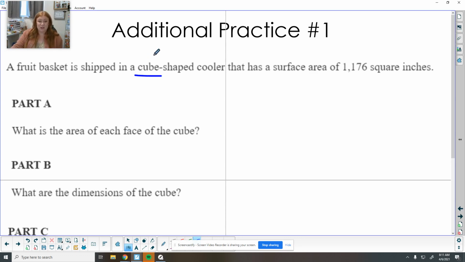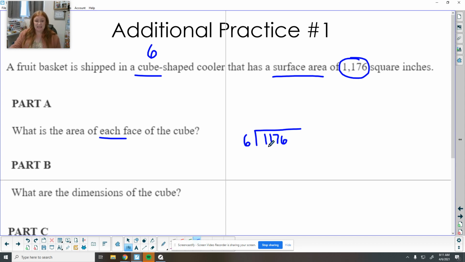And how many sides does a cube have? Has 6 equal sides. So the surface area, so the outside is 1,176. So first, it wants to know what is the area of each cube. So this is for all 6 sides, and we just want to know one of the sides. So to start here, we're going to take 1,176, and we're going to divide that by 6. And that's going to tell us each side, each area of the cube. So go ahead and do that.